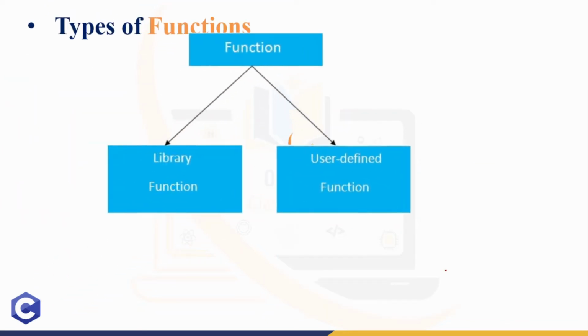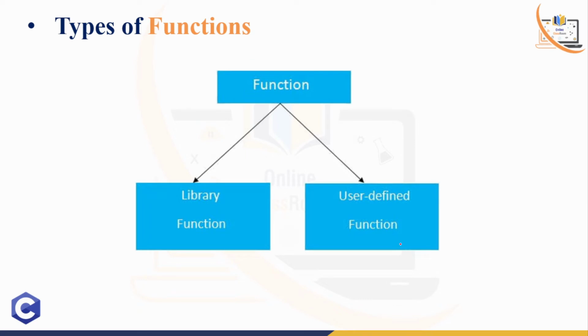The next part is the types of functions. Before going to the details, we have to know that in C programming, or in C++, Java or Python, there are basically two types of functions. One is the library function and another is the user defined function.